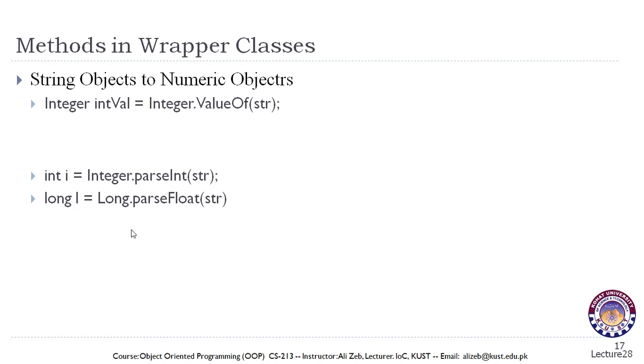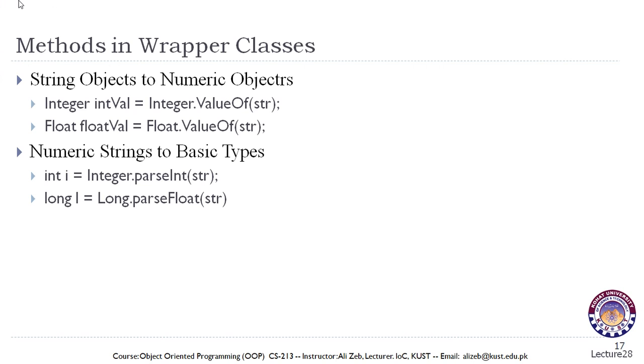And for string objects to numeric objects, as we said, we can use the valueOf method to convert the string objects to numeric objects, as we can see over here, the float object to the float, and we can also convert the numeric strings to basic types as well.